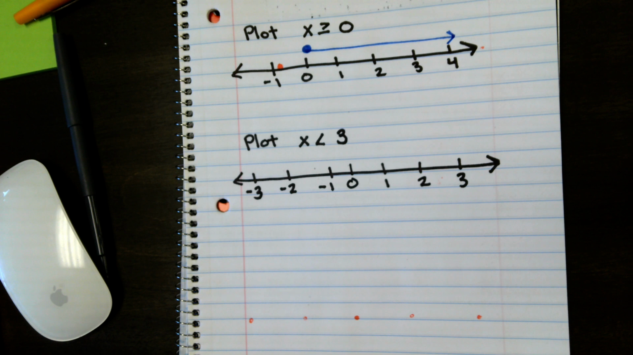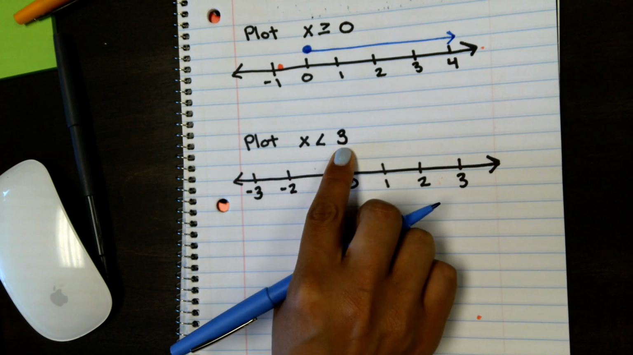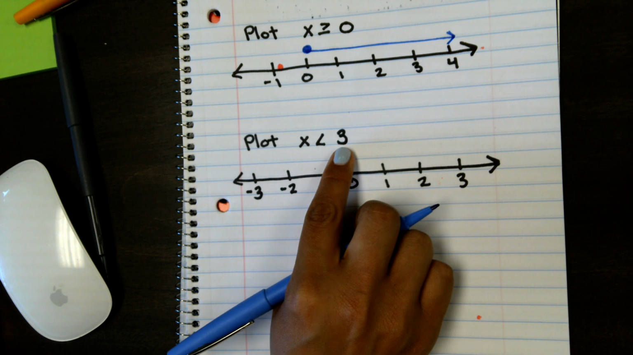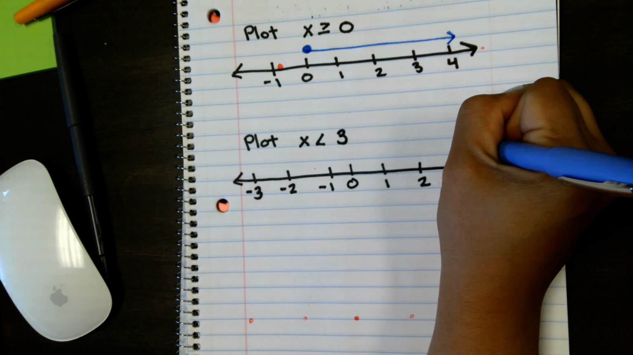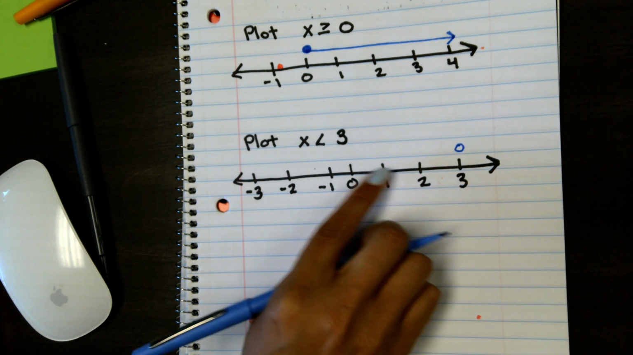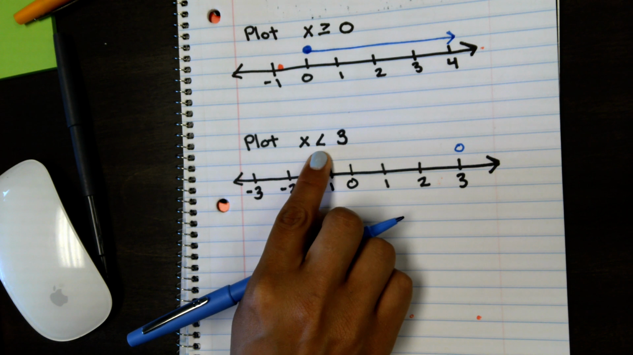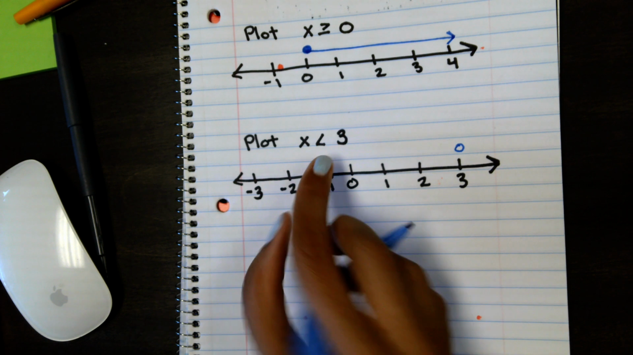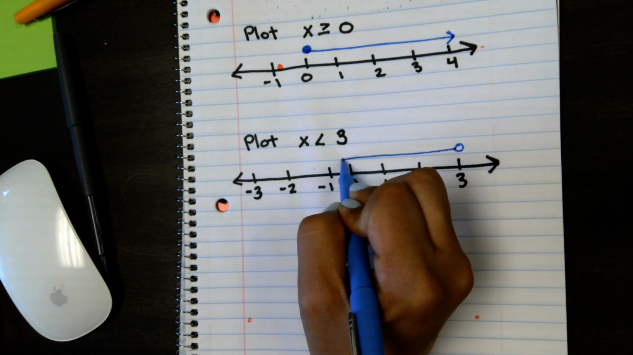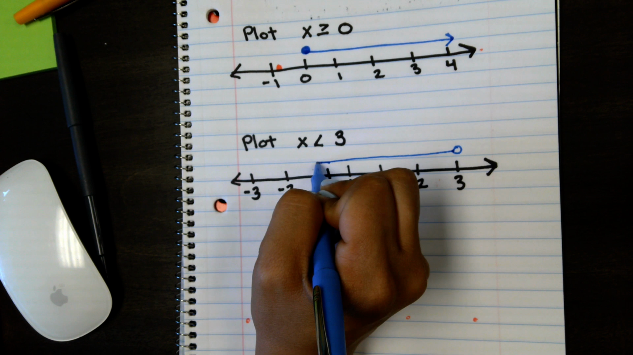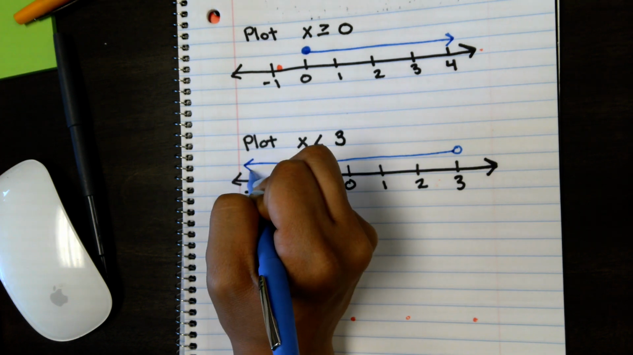Here's another one. So plot x is less than 3. So all of the x values that are less than 3. So this thing's going to start at 3. And is it including 3? No, it says all the x values that are less than 3, but it doesn't say are equal to 3. So I'm going to draw my line for all those values that are less than 3, which would continue forever and ever, so I'm going to add an arrow.